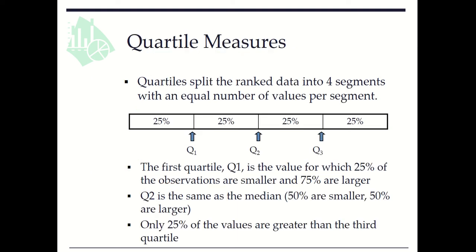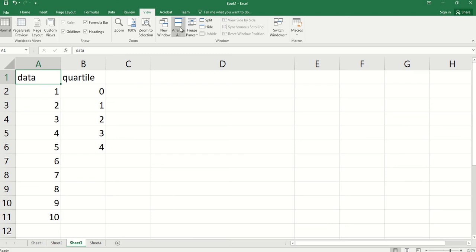Though the definitions of quartiles are intuitive to follow, technically there is no universally accepted definition. Actually, even in Excel, there are 2 definitions, as we will see next. Here we have data 1 through 10. Sometimes we call the minimum Q0, the maximum Q4. So here we put quartiles 0 through 4.